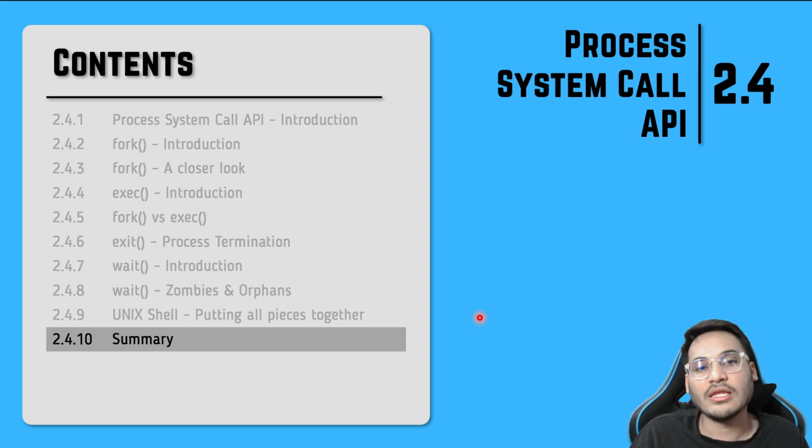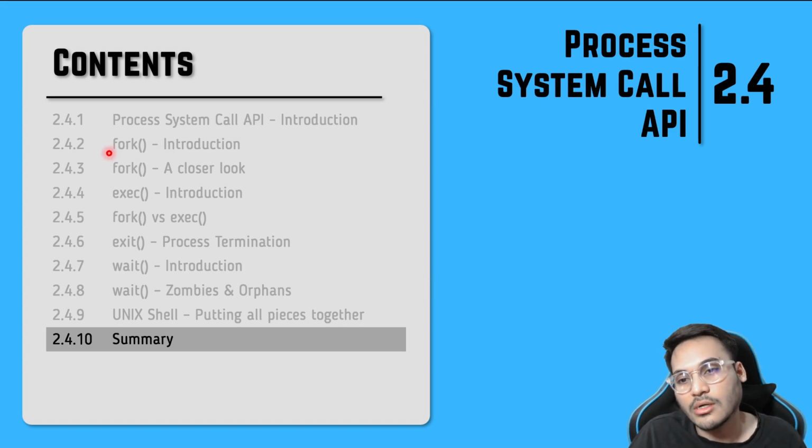At a very high level, the idea behind this topic was to understand the system call interface of the Unix operating system, to be specific, and we wanted to understand those system calls which allow us to perform useful operations on the processes. This whole discussion is around processes, and in this topic we wanted to look at the system calls which allow us to perform useful operations on a process.